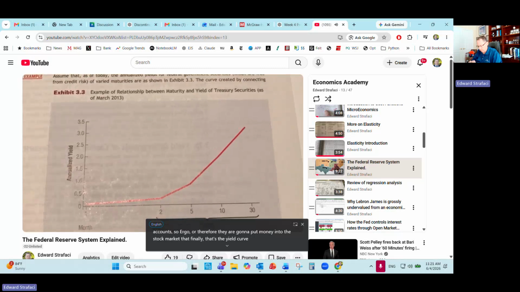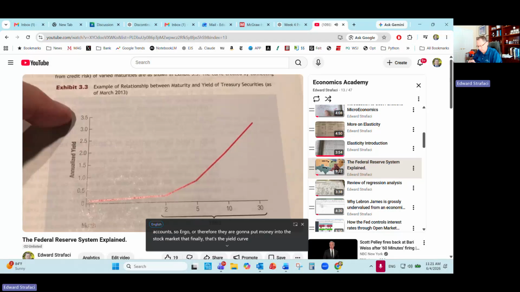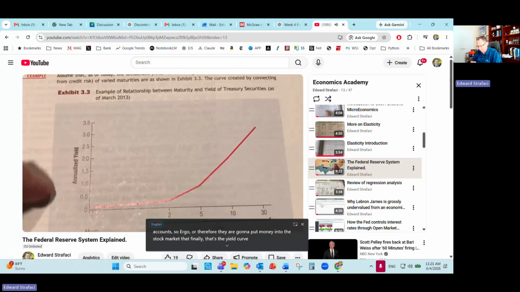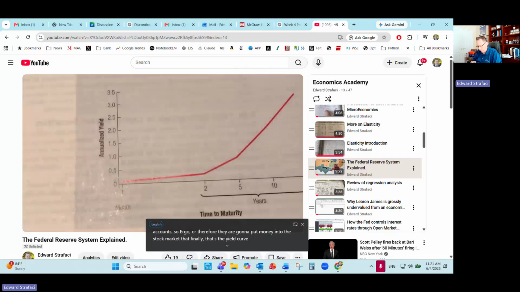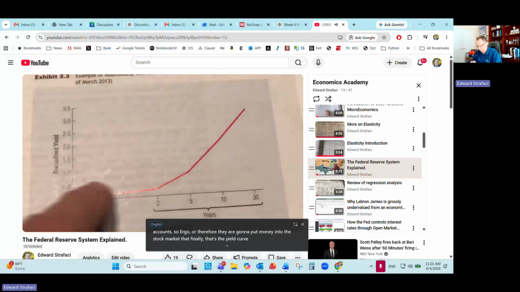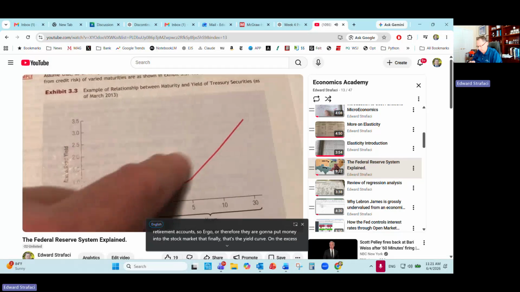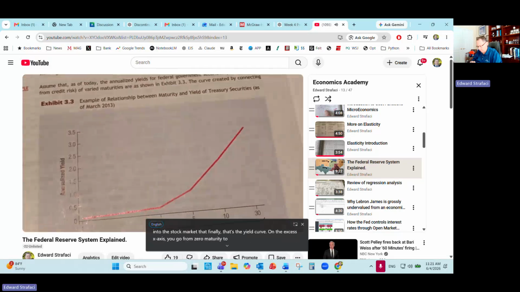It's a normal yield curve. On the y-axis, you have the yields, which go from 0 to 3.5%, and on the x-axis, you go from zero maturity to 30 years, and you can visualize rates going up. Rates are a function of time.